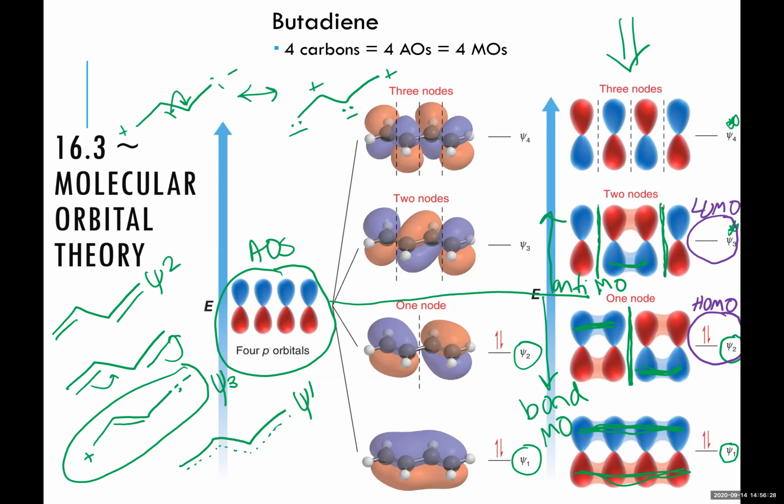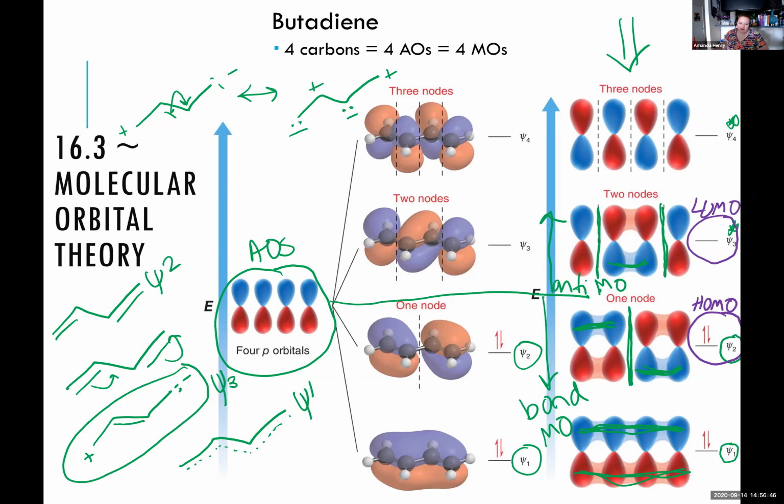Professor, I have a question. Yeah. What does antibonding mean, that there's just no electrons present in the orbital state? Not necessarily.